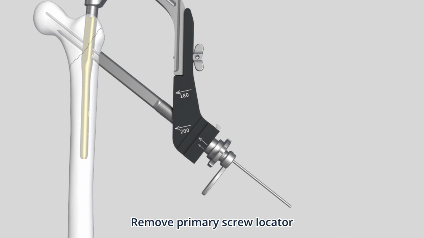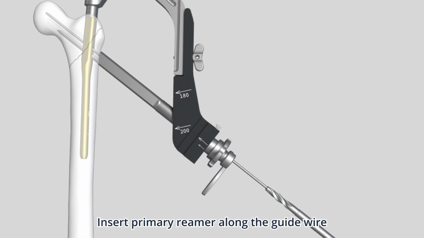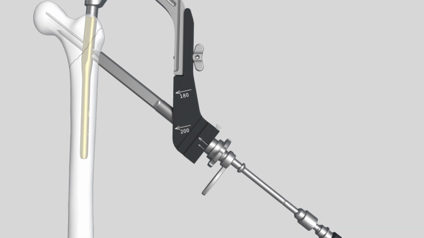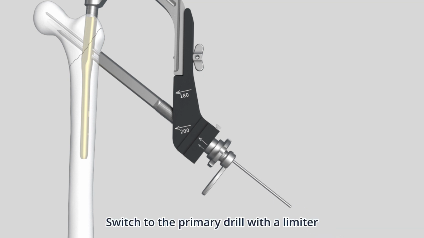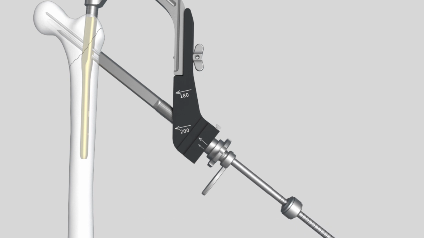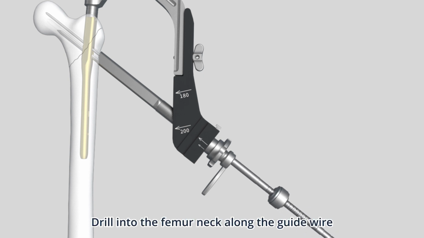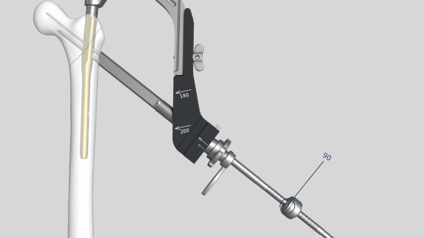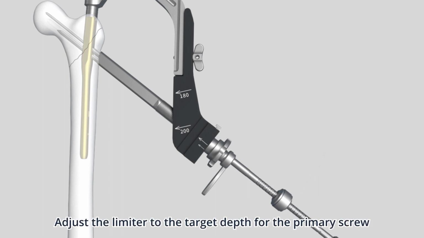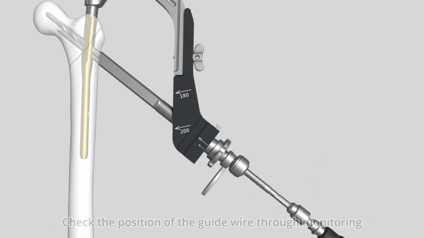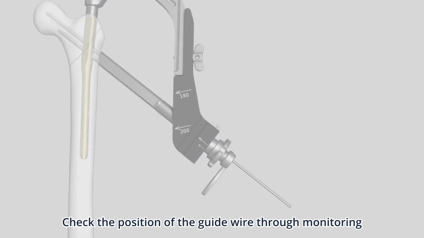Remove primary screw locator. Insert primary reamer along the guide wire. Open the lateral cortex. Switch to the primary drill with a limiter. Drill into the femur neck along the guide wire. Adjust the limiter to the target depth for the primary screw. Check the position of the guide wire through monitoring.